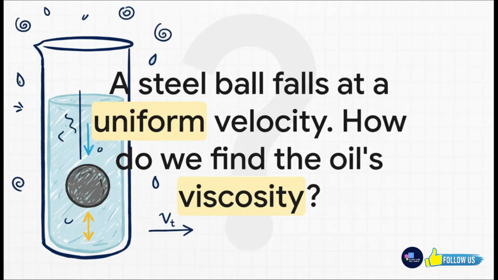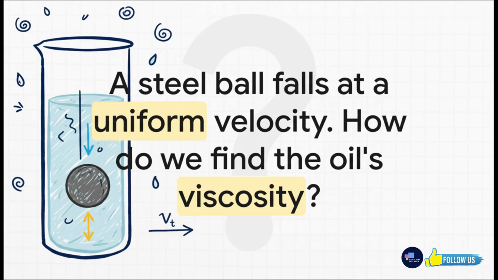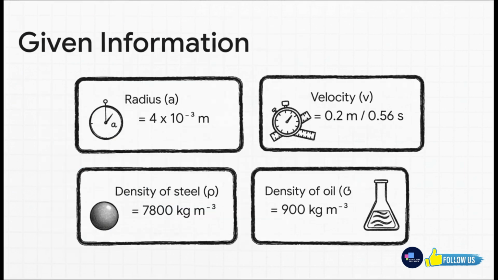Okay, here's the problem. We have a small steel ball and it's falling through some oil at a uniform velocity. We're given its diameter, how far it fell, and how long it took. The mission is to figure out the viscosity of the oil. So, what's the first step in any physics problem? We list down everything we know.